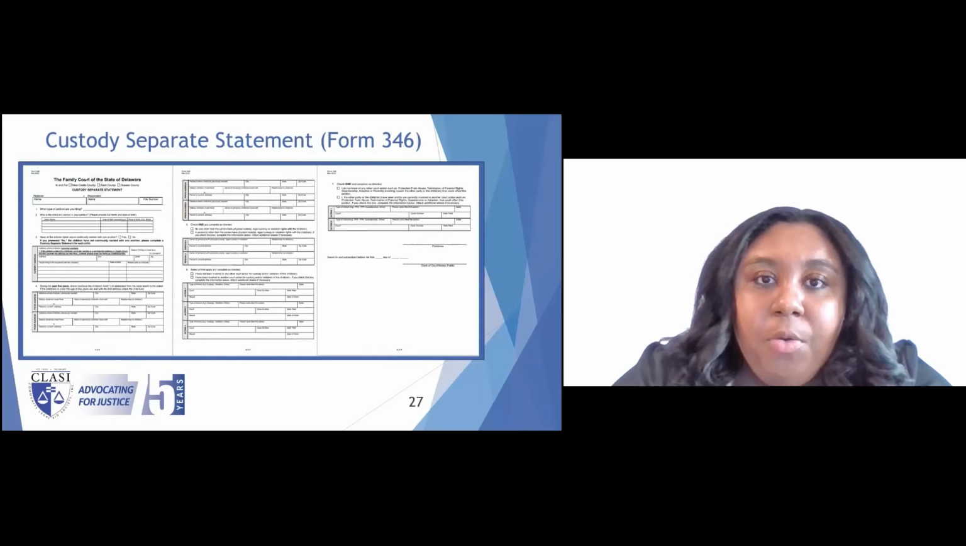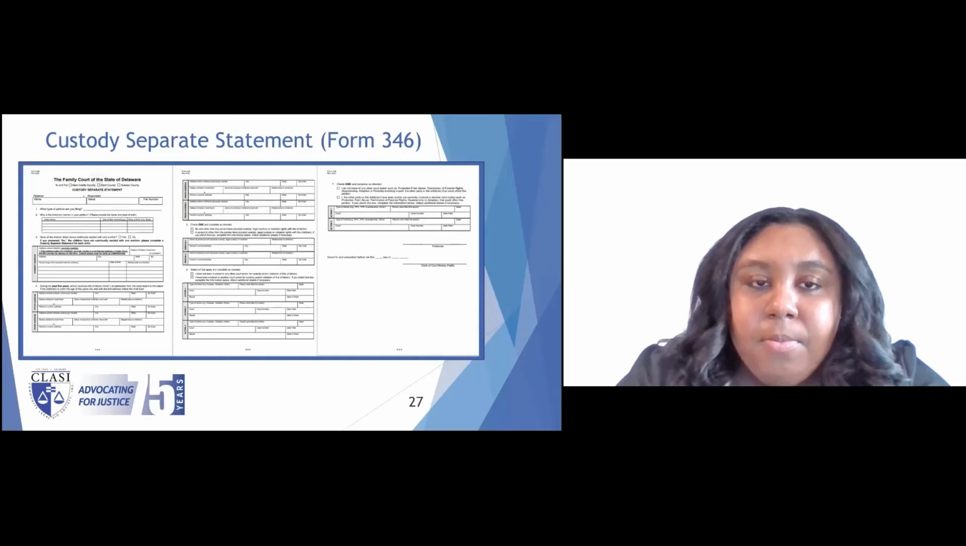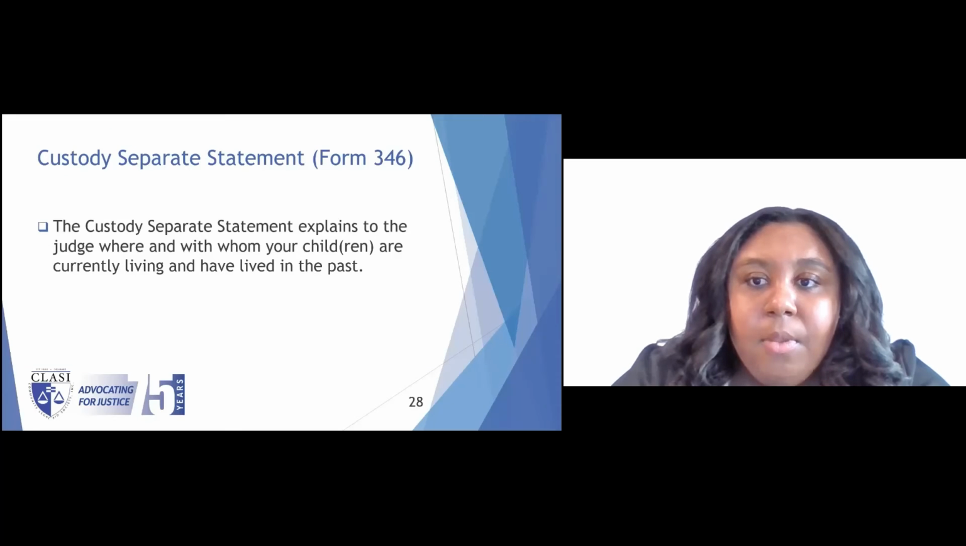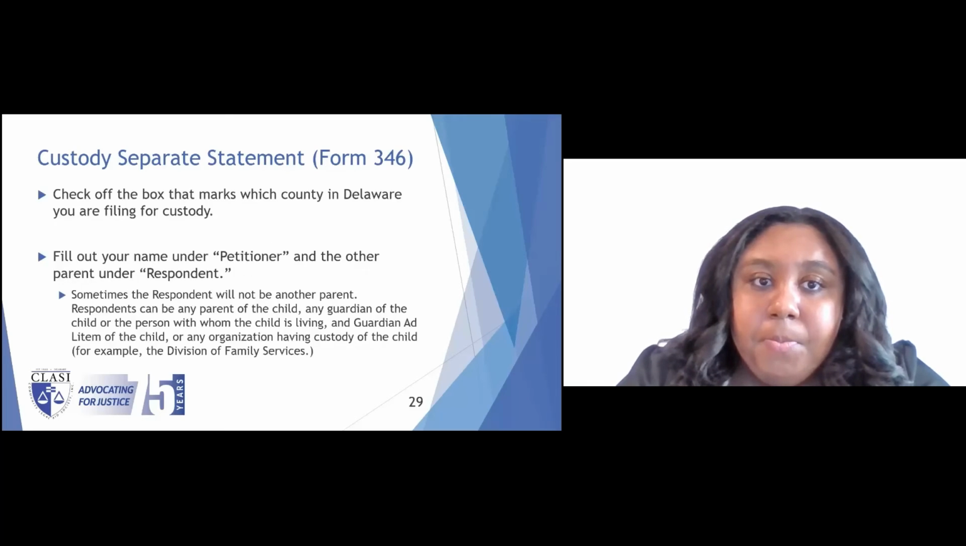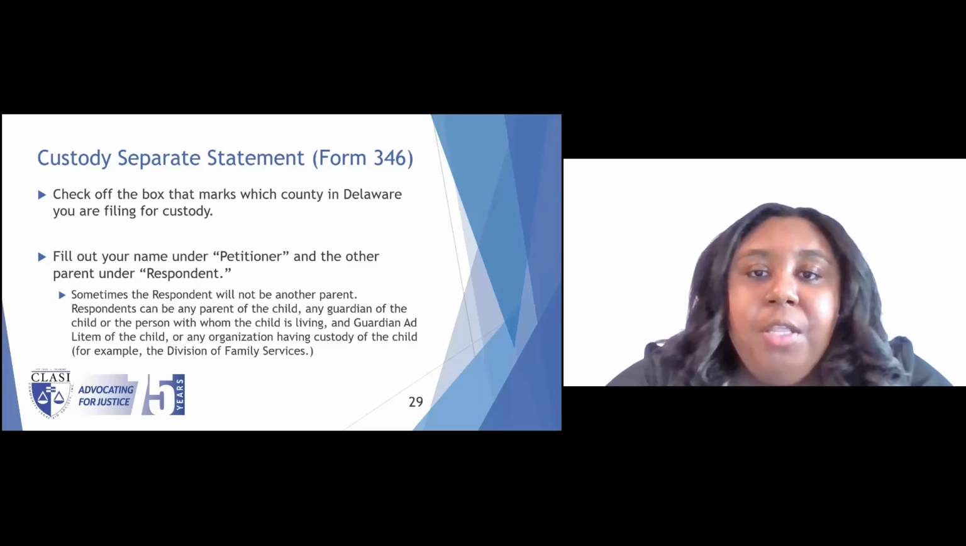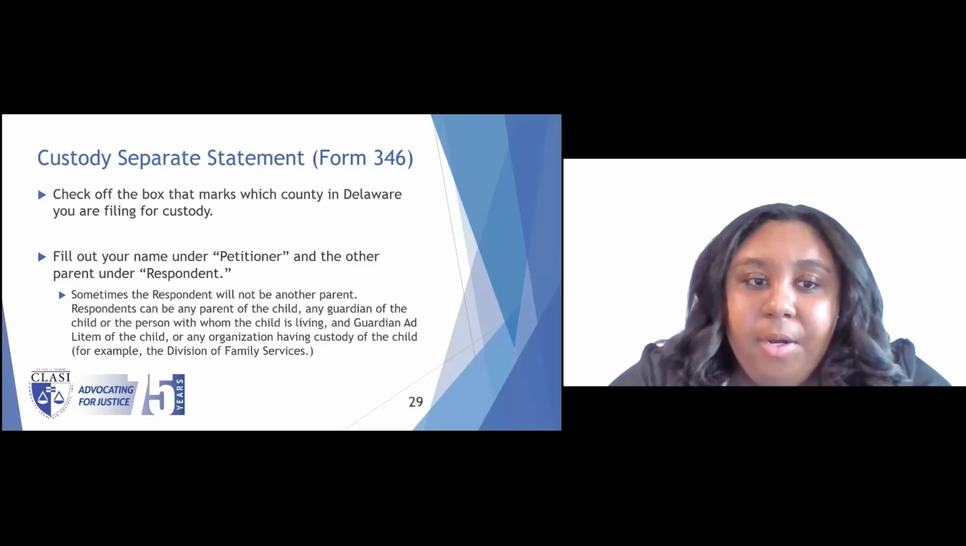The next form we're going to discuss is the custody separate statement. This is Form 346. The custody separate statement explains to the judge where and with whom your children are currently living and where and with whom they've lived in the past. To fill out this form, once again, start by choosing the appropriate county in the state of Delaware in which you are filing for custody.